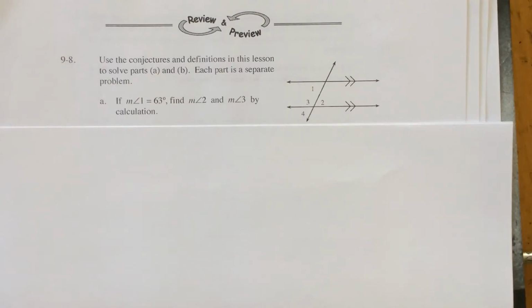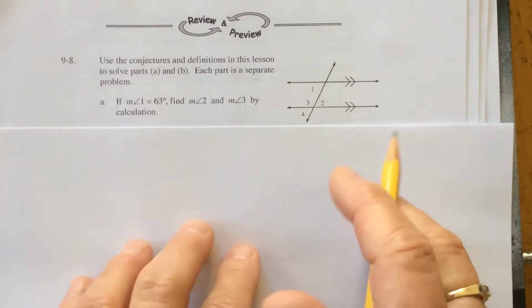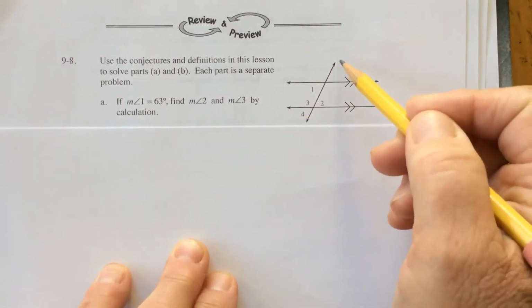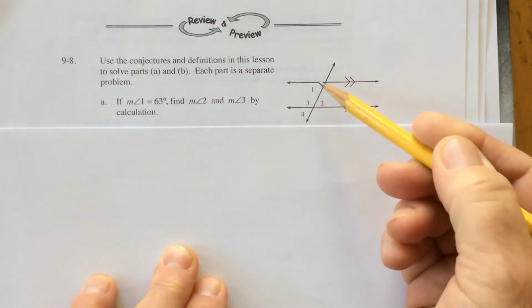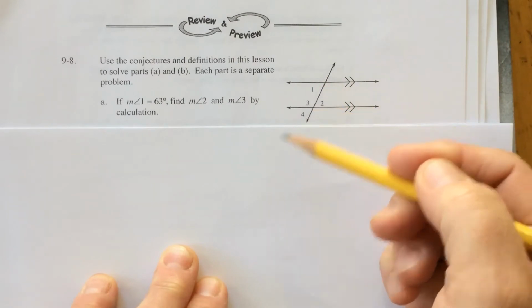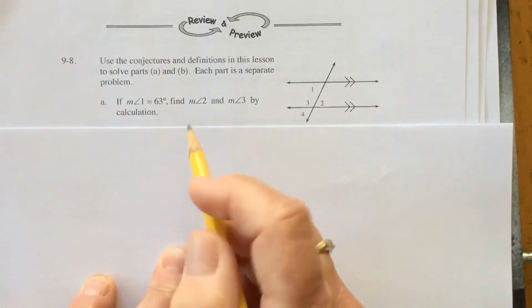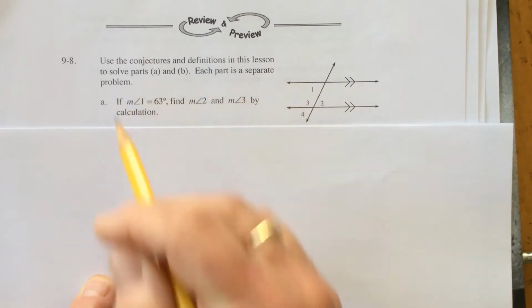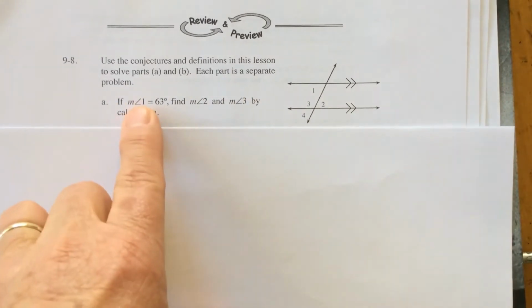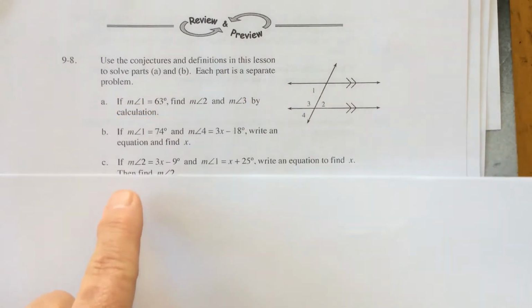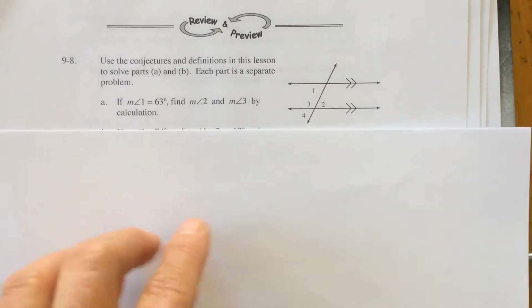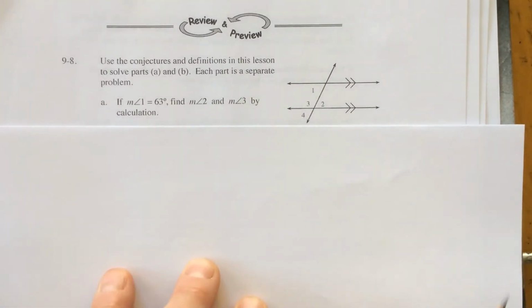Let's take a look at question 9-8. You have two parallel lines with a transversal and some angles marked 1, 2, 3, and 4. Now, it's important to note that each part is a separate problem, so they change the numbers in part A, part B, and part C for 3 different problems using the same diagram.